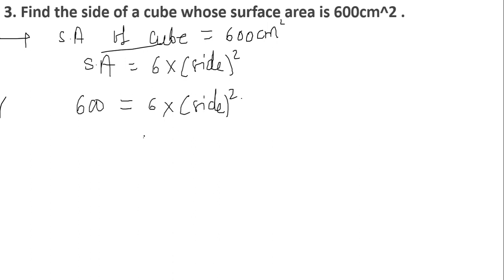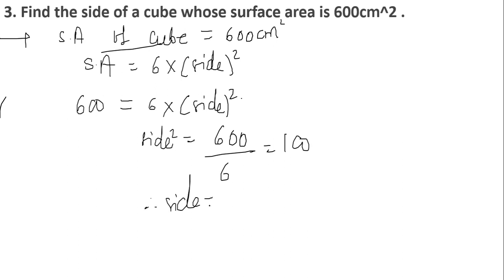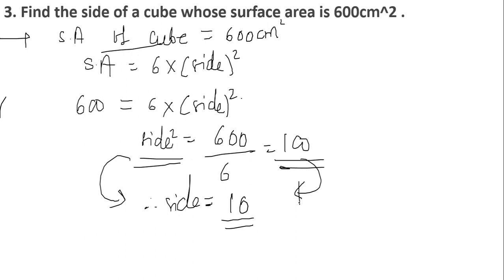After this I'll get side square is equal to 600 divided by 6, this is equal to 100. Therefore side is equal to 10. Why? Side square is equal to 100. Then taking square root on both the sides, I'll get side value is equal to 10. So 10 centimeter is the side of the given cube.